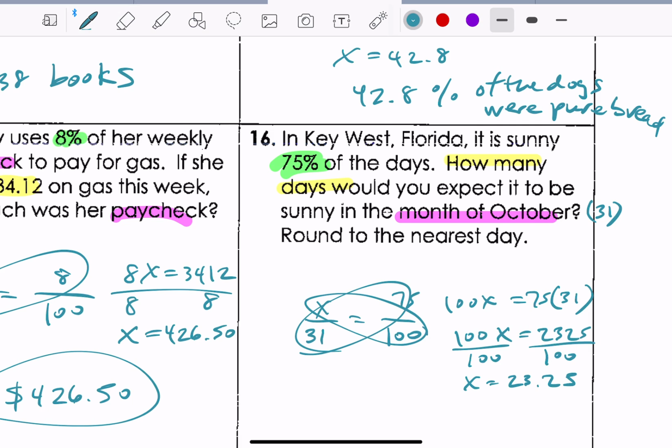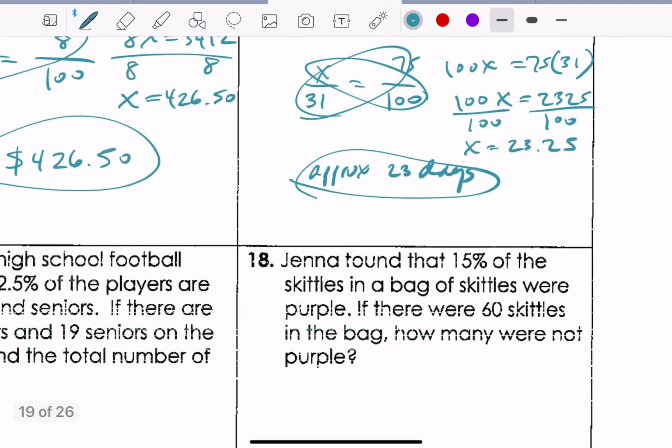How many days? Well, we have to round the days. So we have to have a whole day as our answer. It's going to be 23 or 24. Since it's closer to 23, we're going to say approximately 23 days. They want to know how many days you'd expect it to be sunny if 75% are sunny, so 23 is your best approximation of that.